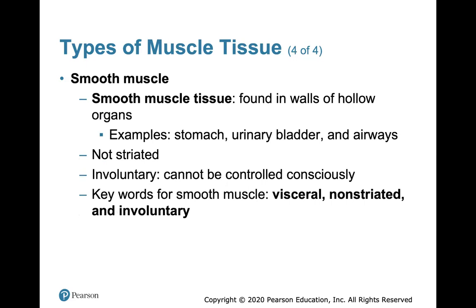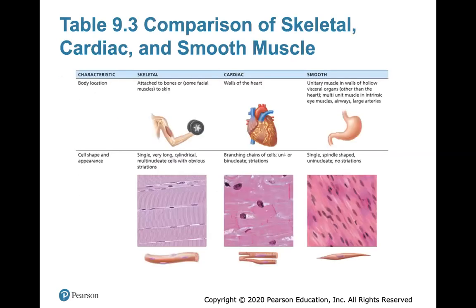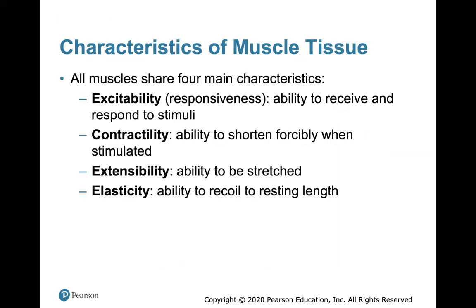And then smooth muscle is found in the walls of your hollow organs like your stomach, your urinary bladder, your airways, so your bronchioles. It's not striated, it's involuntary, meaning it cannot be controlled consciously. So it's being controlled subconsciously without you knowing it. Keywords for smooth muscle are visceral because it's referring to the organs, non-striated, and involuntary. So this is just a good review. Feel free to pause the lecture to just review these three types of muscle tissue.